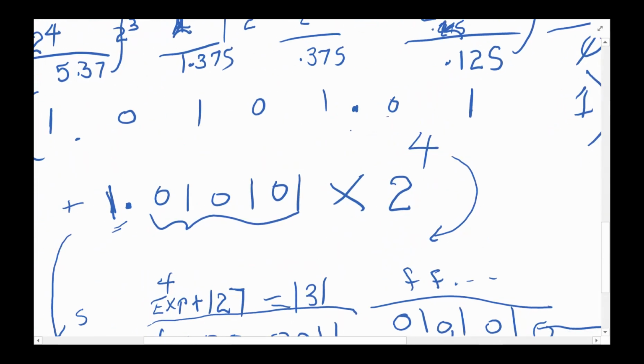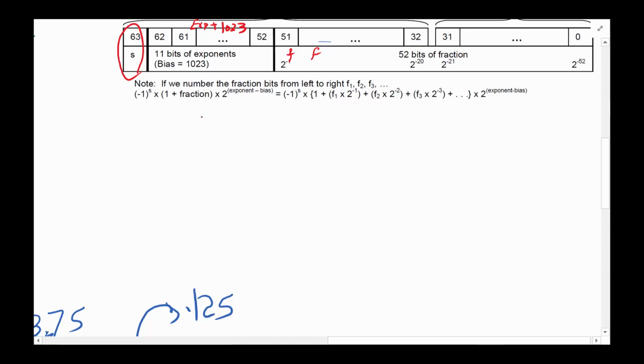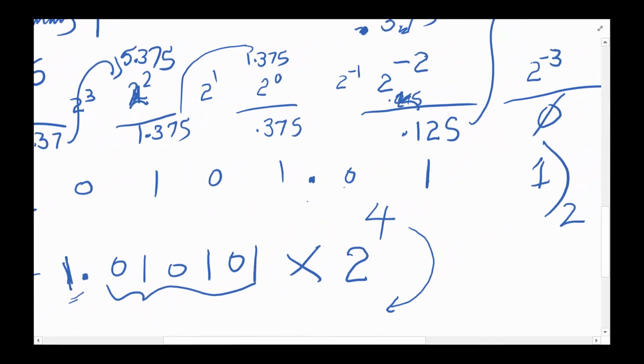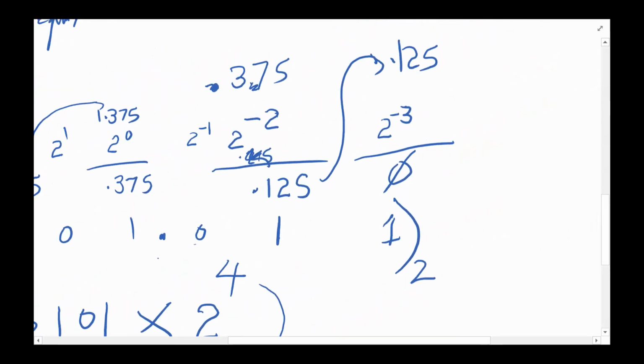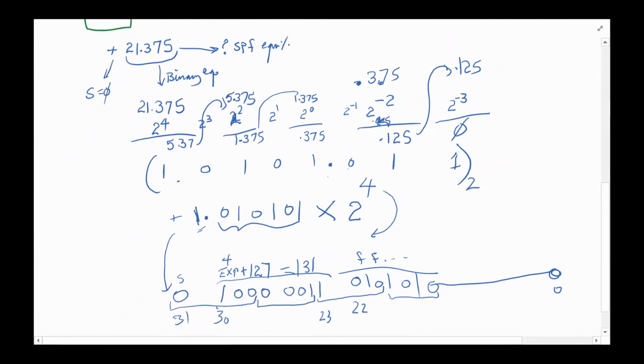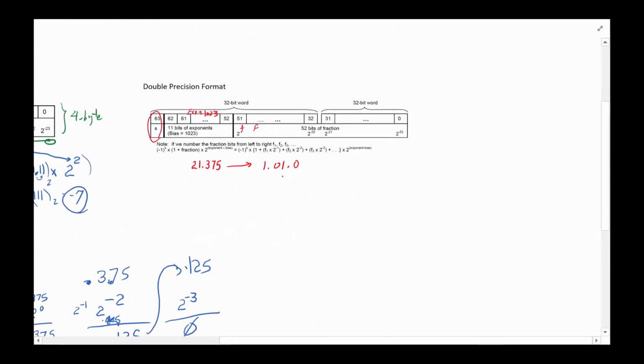So if I take this number and want to write it in double precision, this was 21.375. We turned that into a binary number, and the binary number was 10101.011, which normalized is 1.0101011 times 2 to the power of 4. So that was the conversion to a binary equivalent of this number in decimal.